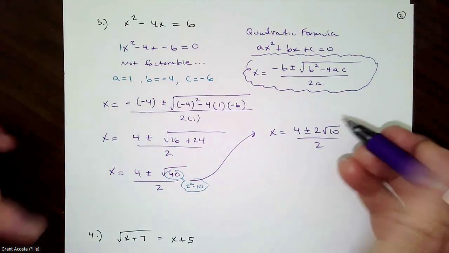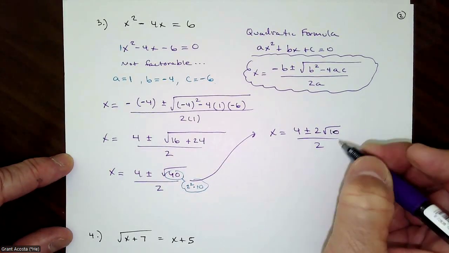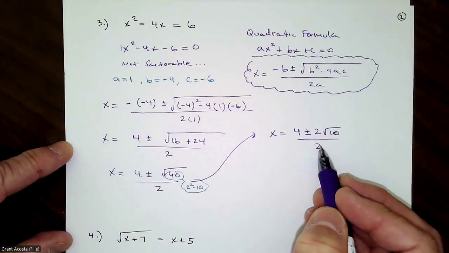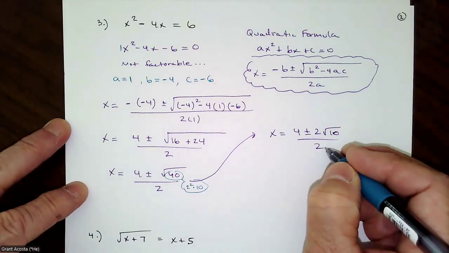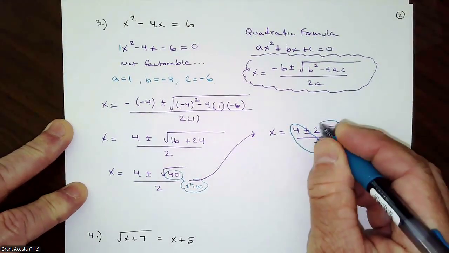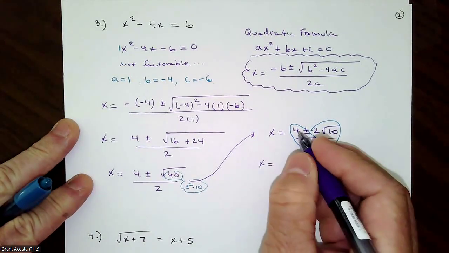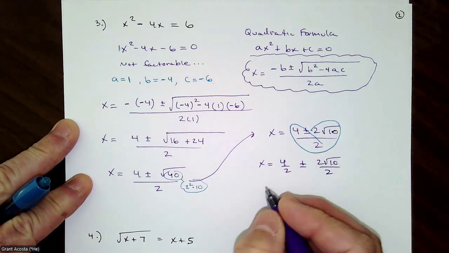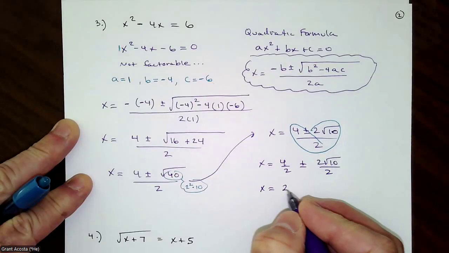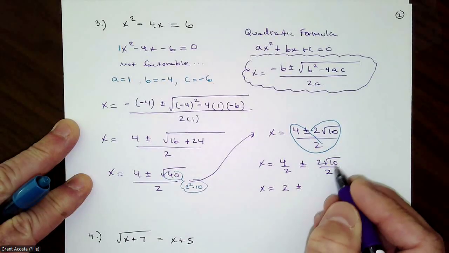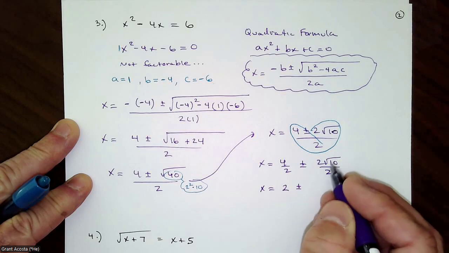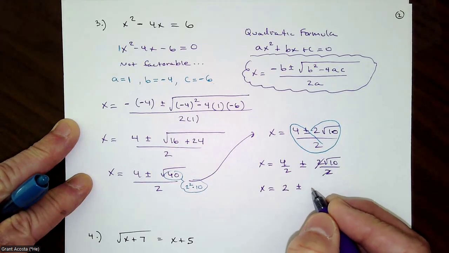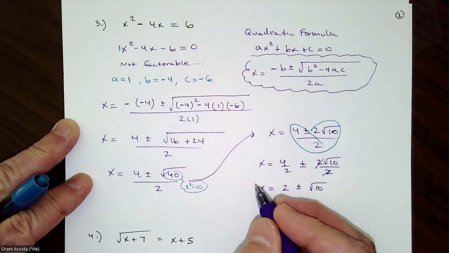Now here, the radical has all the perfect squares taken out, but we can take it one step further to simplify this. Anytime you have a fraction with one term in the bottom, we can divide this up. So we could make this 4 over 2 plus or minus 2 root 10 over 2, which is 4 over 2 is 2. And you can't cancel the 2 with the 10. The 10 is locked inside that square root, but you can cancel these 2's outside. And 2 over 2 is just 1. So it's just 2 plus or minus root 10.